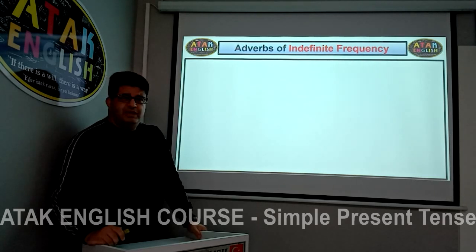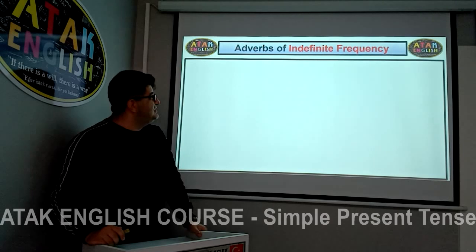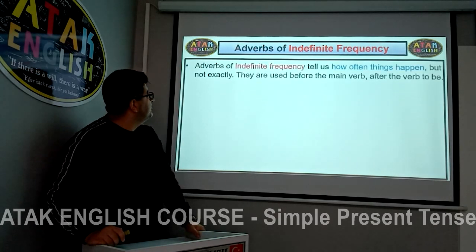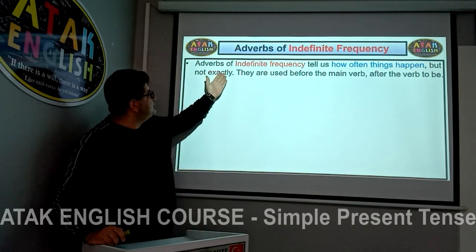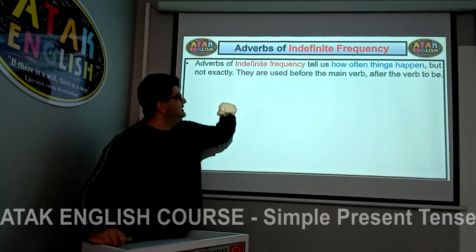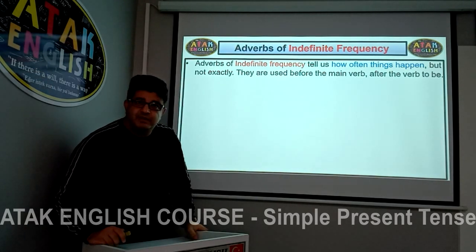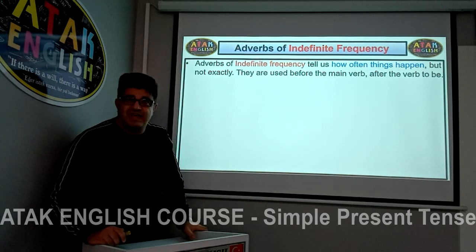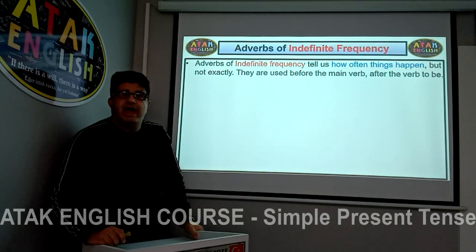Adverbs of frequency. First, let's talk about indefinite frequency, and after that, we're going to talk about definite frequency. Okay, what is indefinite frequency? Adverbs of indefinite frequency tell us how often things happen, but not exactly. Why? Because it's indefinite. They are used before the main verb, after the verb to be.